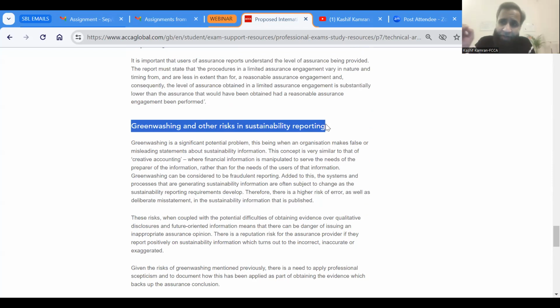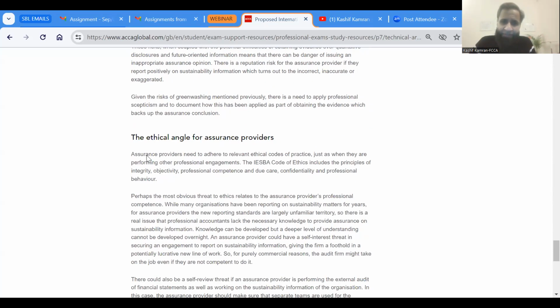In the same way, you do the greenwashing of the sustainability information. You present a better picture to impress your stakeholders. And then the examining team has covered the ethical aspect. What are the ethical issues underlying this engagement?